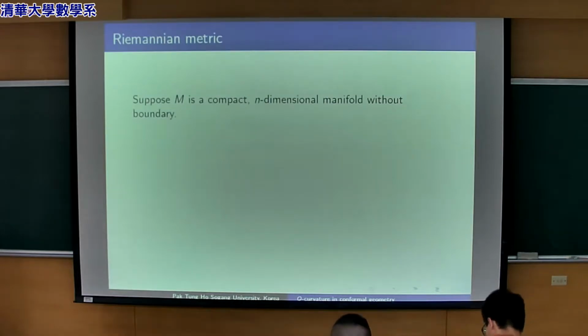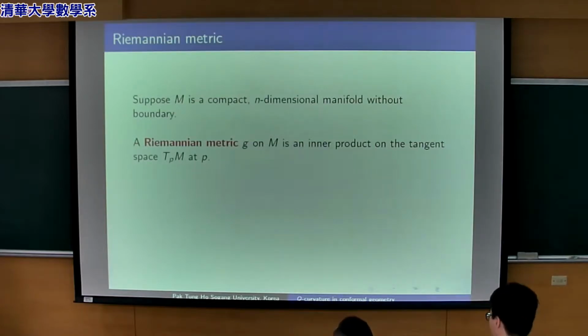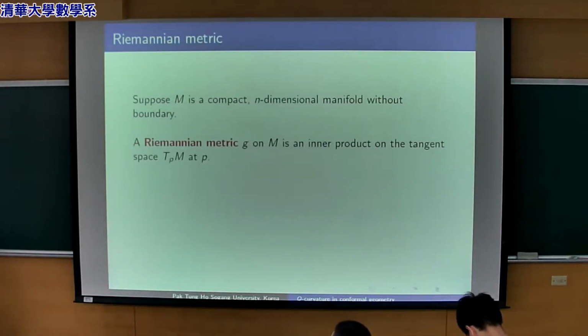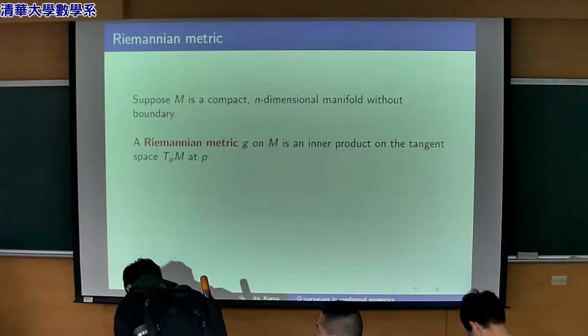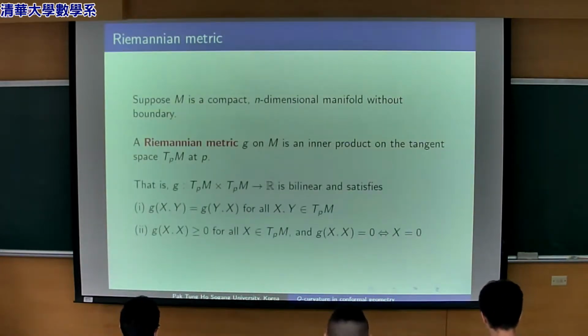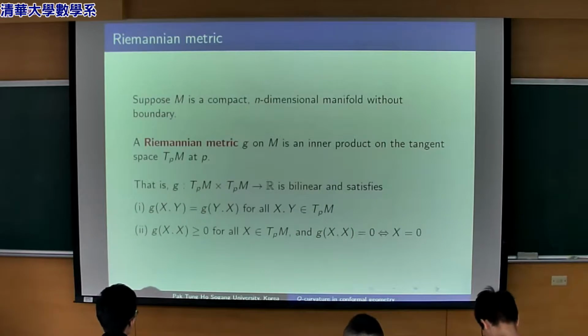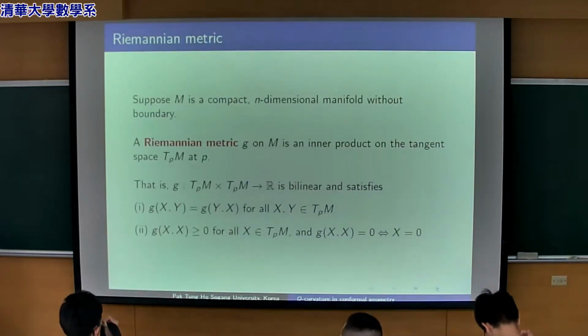Let me start with something very basic. Suppose I have a compact n-dimensional manifold without boundary. This is the first course in Riemannian geometry: we can define a Riemannian metric on this manifold, which is nothing but an inner product on the tangent space. This means it is defined on two copies of the tangent space, it is bilinear, meaning linear in each variable, and it satisfies properties 1 and 2.